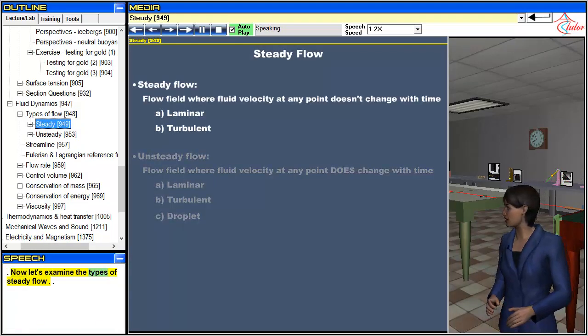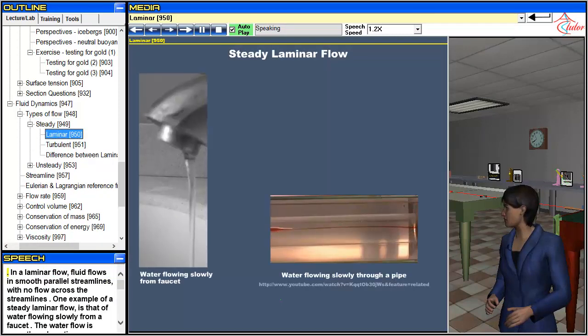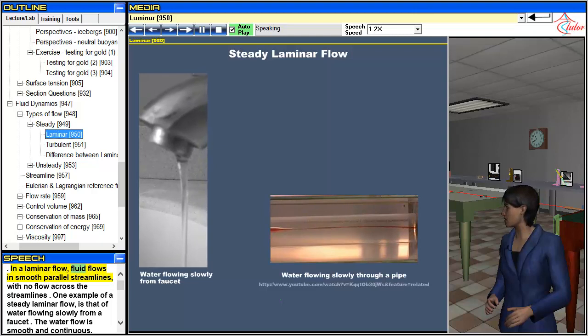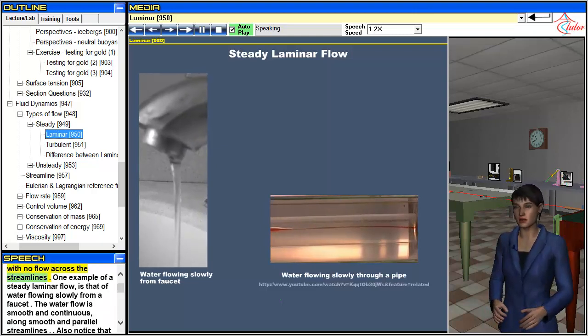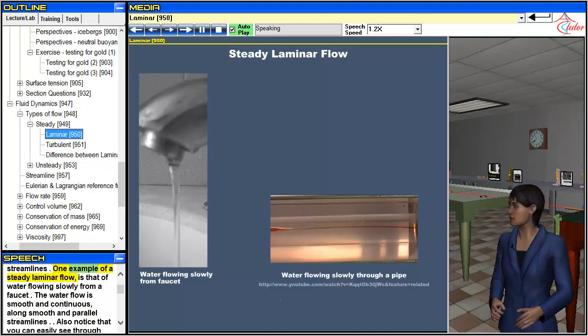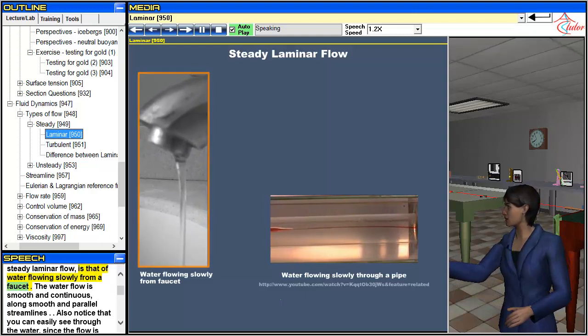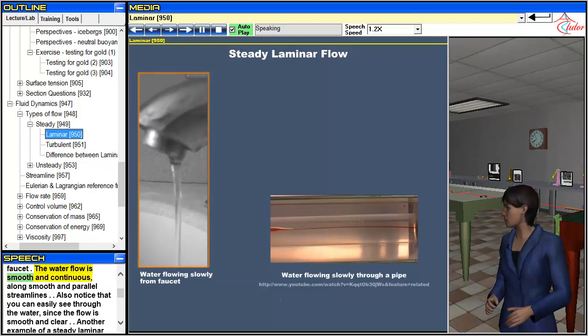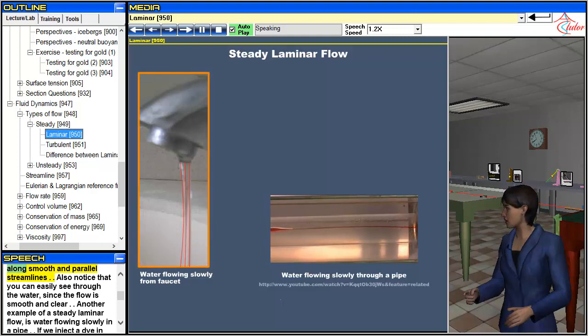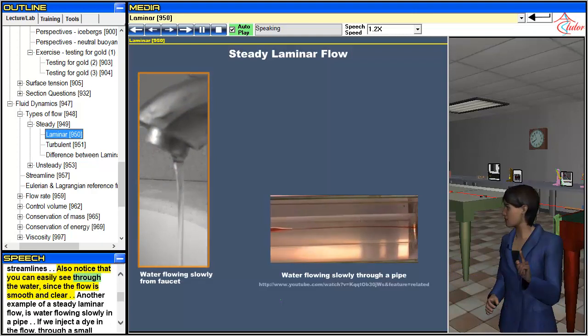Now let's examine the types of steady flow. In a laminar flow, fluid flows in smooth parallel streamlines, with no flow across the streamlines. One example of a steady laminar flow is that of water flowing slowly from a faucet. The water flow is smooth and continuous along smooth and parallel streamlines. Also notice that you can easily see through the water, since the flow is smooth and clear.